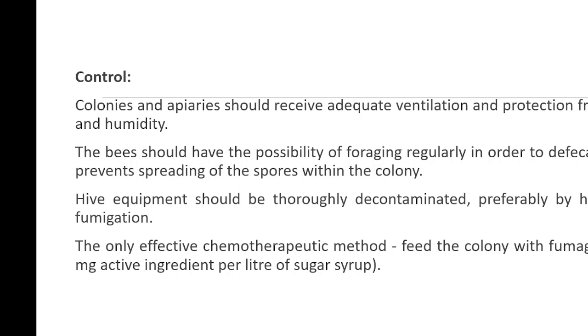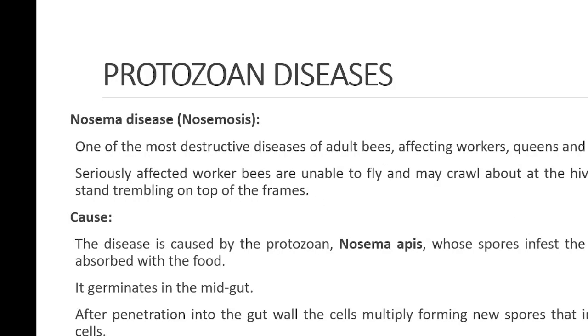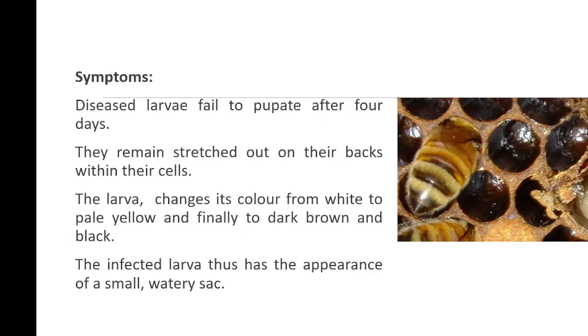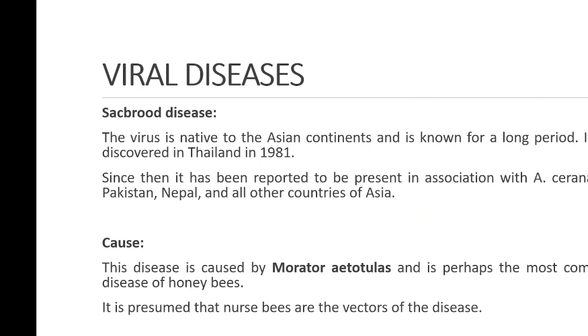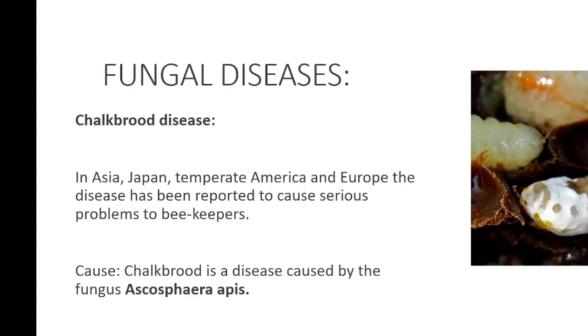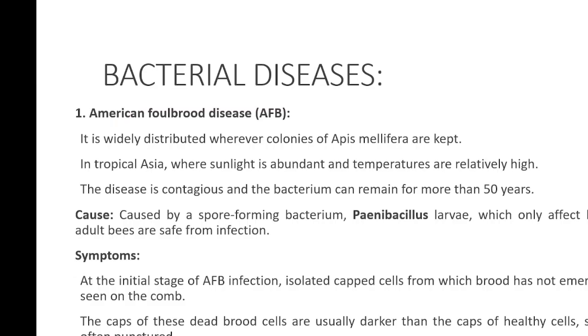So this is an idea regarding the different types of diseases. One is the protozoan disease, primarily nosema disease. Then we have the viral disease, sac brood disease. Then the fungal disease is stalk brood disease. Then the bacterial disease is American foul brood disease.